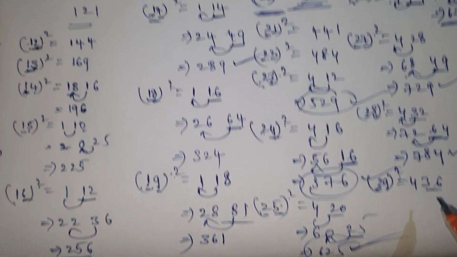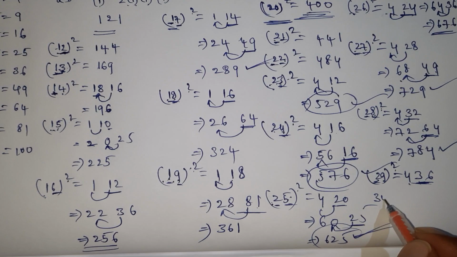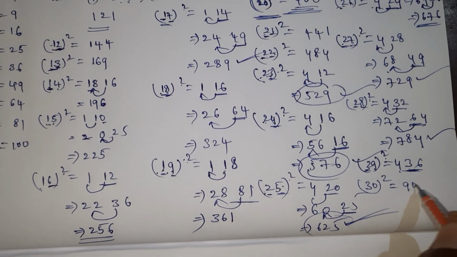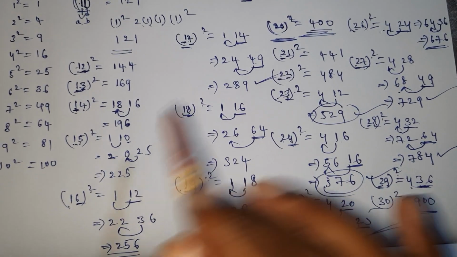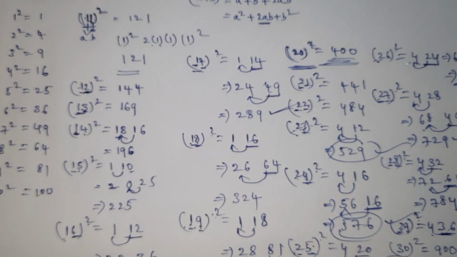And 29 square. 29 square means 2 2s are 4, 2 into 9, 18, 18 2s are 36, 36. In this 36, 436. 30 square, simply everyone will know, 30 square is 900. Okay, so this is the easiest way to remember 1 to 30 square.